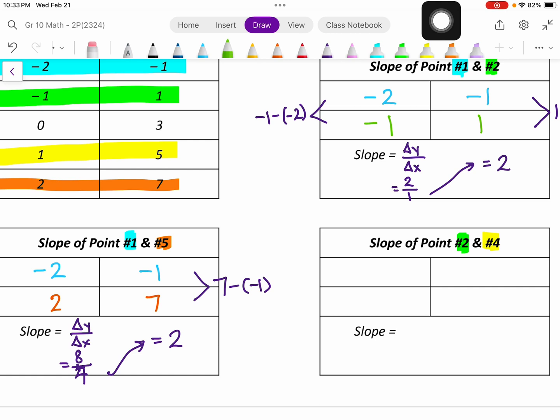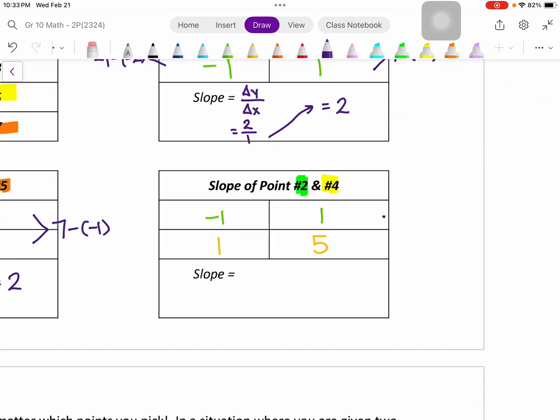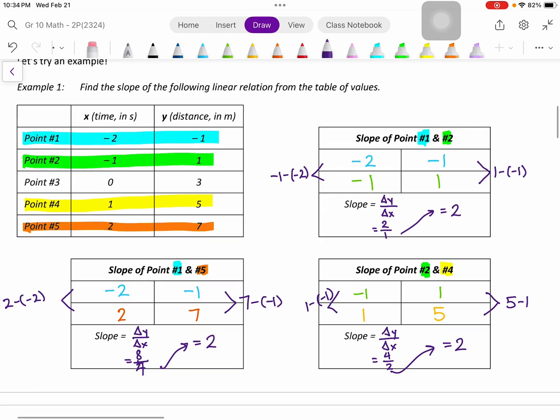Now let's try with points 2 and 4. So a different set of points, negative 1, 1, and 1, 5. So let's try with these ones. So we have 5 subtract 1. So that's my delta y, which is 4. And over here, I have 1 subtract negative 1, or 1 plus 1, which is 2. And 4 divided by 2 is equal to 2.